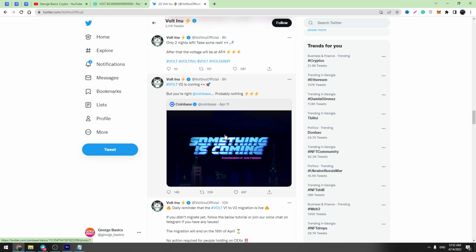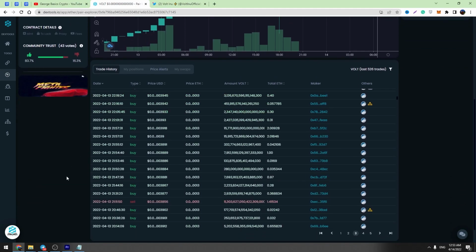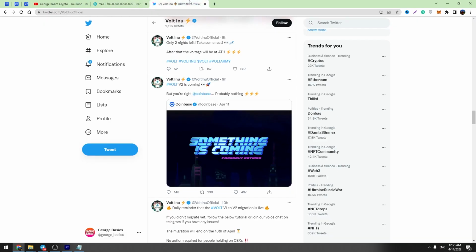There is of course a good chance that Coinbase and other tier one exchanges will list VOLTINU on their platforms, but for this VOLTINU should do a huge amount of work. It should increase the total market cap, and it should increase the daily trading volume. So VOLTINU should do a huge work to be listed on tier one exchanges such as Coinbase, Binance, KuCoin, etc. So I'm very optimistic.